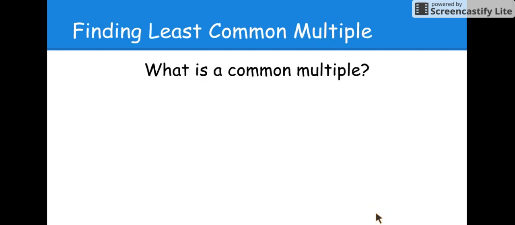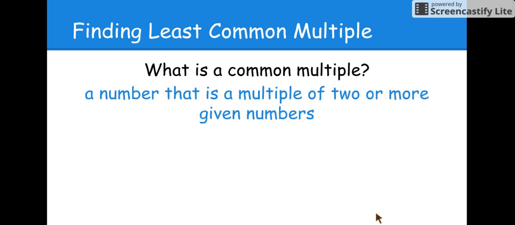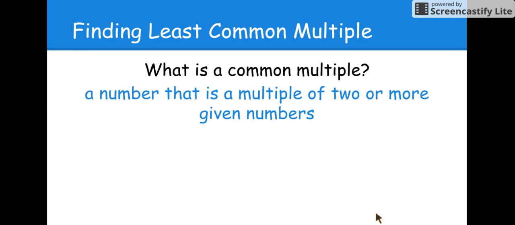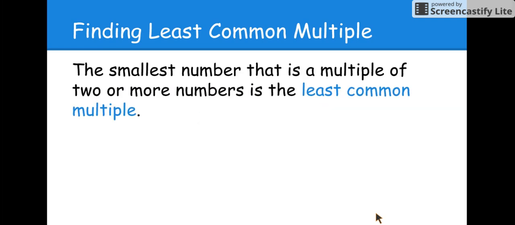What is a common multiple? A common multiple is a number that is a multiple of 2 or more given numbers. The smallest number that is a multiple of 2 or more given numbers is the least common multiple.